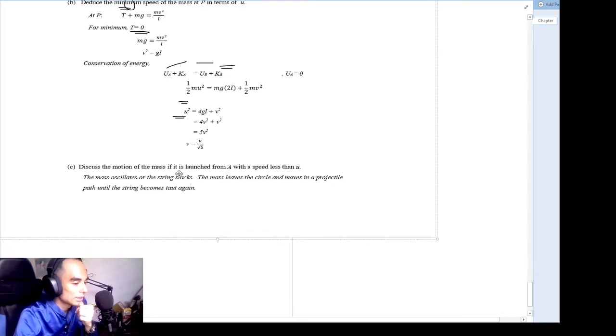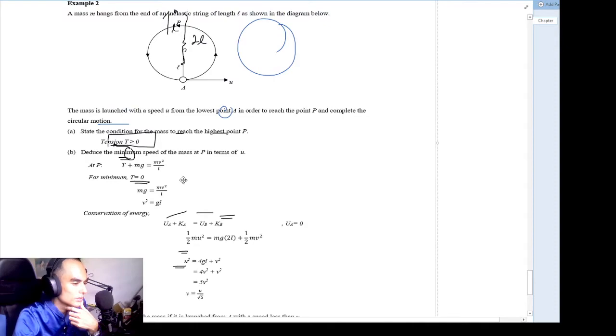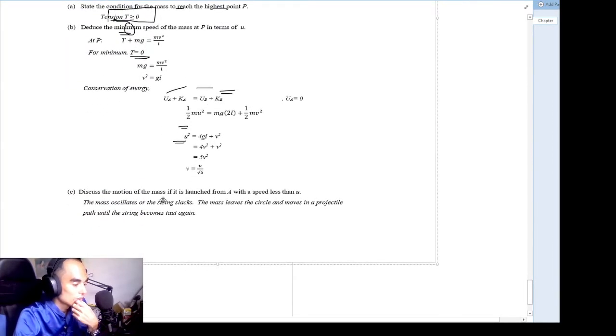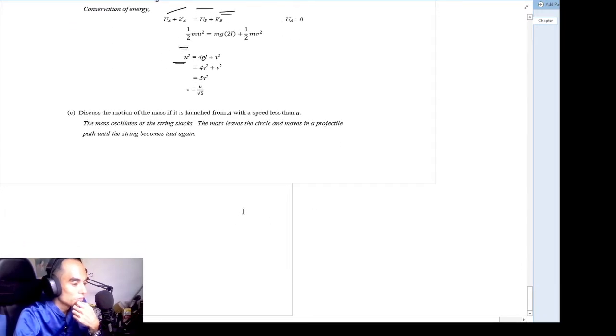Discuss the motion of the mass if it is launched from A with speed less than u. If it is launched from A with less than u, the mass oscillates or the string slacks. The mass leaves the circle and moves in a projectile path until the string becomes taut again. So it does not move in circular motion.